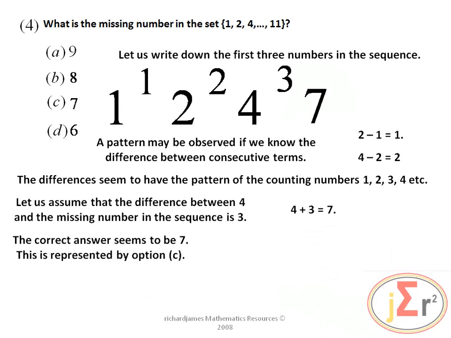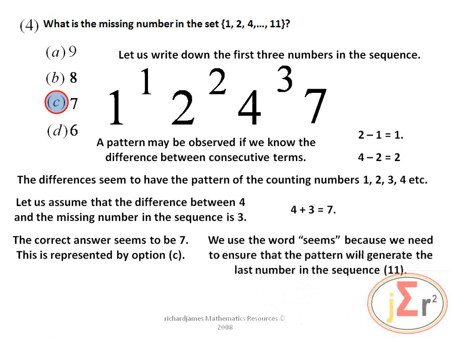Therefore, we are going to say then the correct answer seems to be 7. And this is represented by option C. And we are indicating it right there. If it is not so, then we'll do the calculation all over again. We use the word seems. That is, we are saying that the correct answer seems to be 7.